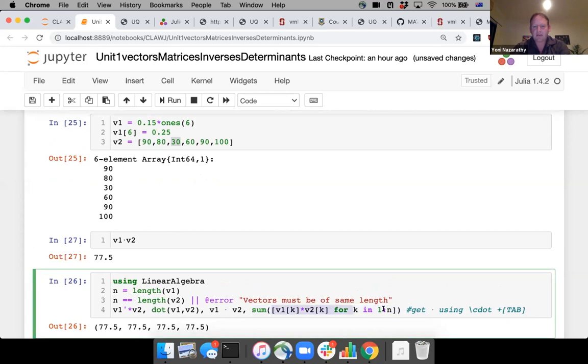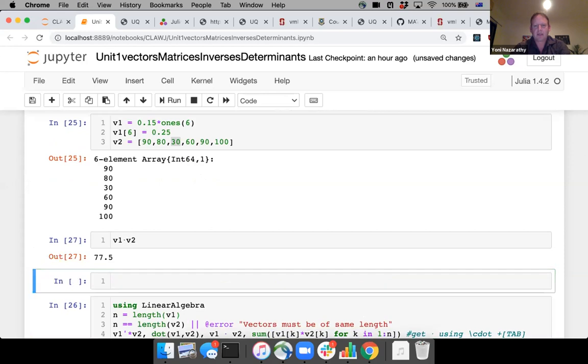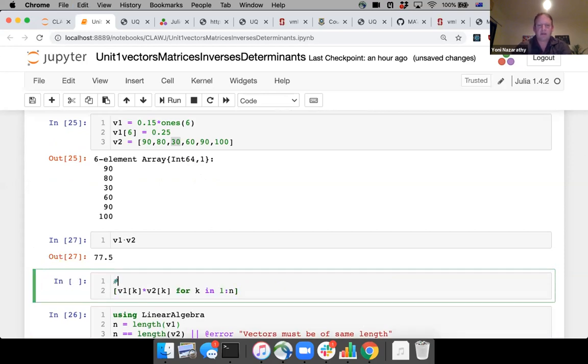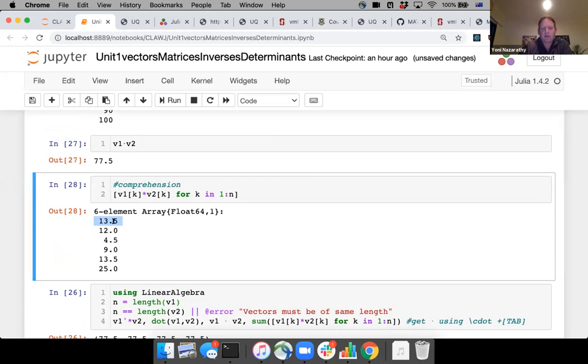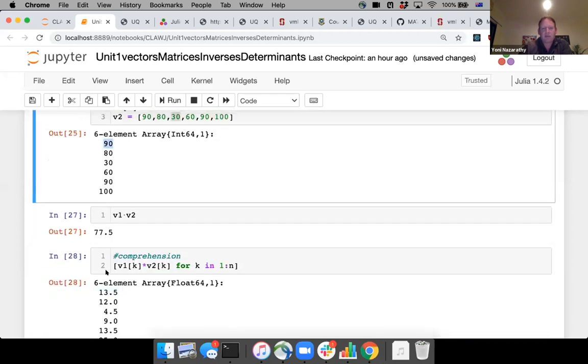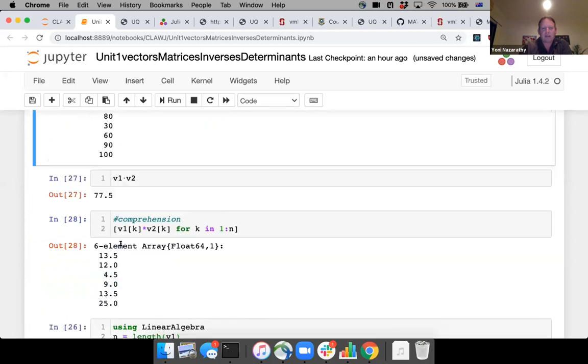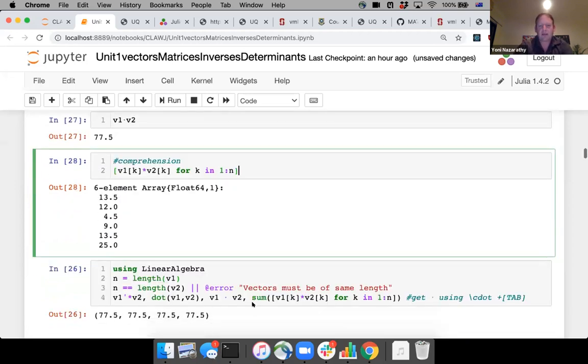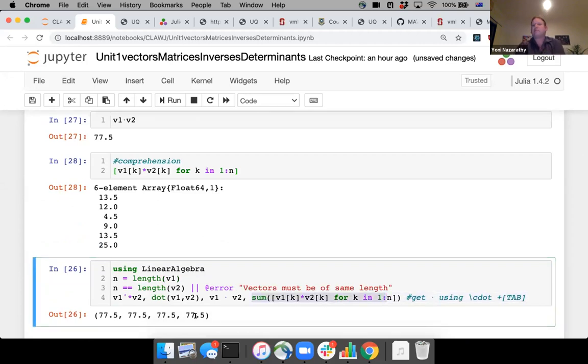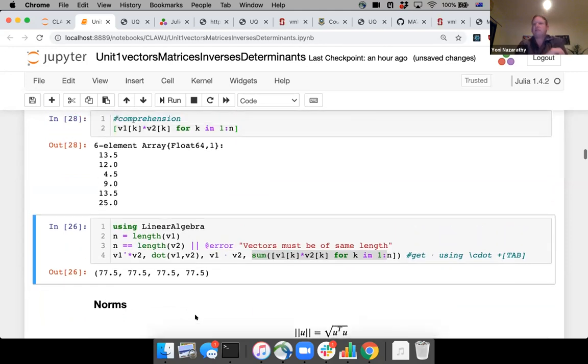This construct, which I'll copy up, is called a comprehension. I hope I spelled it correctly. It evaluates this for k running in the range 1 to n. So this is the v1 times v2, the weighted grade. Here you see you got 13.5 out of 15 for the first one, 12 out of 15 for the second one, and the last one was 25 out of 25. Then I'm applying the sum on it, and that will be your inner product. So there we go, inner products. Questions?